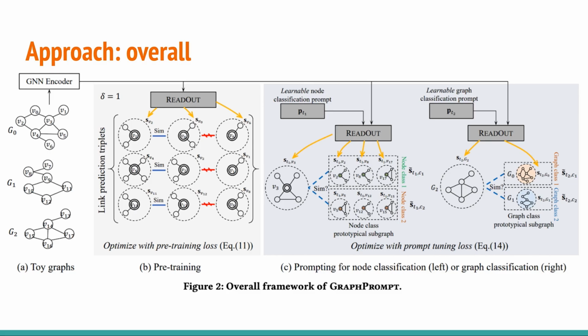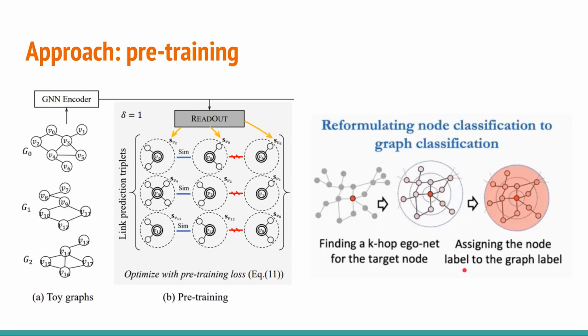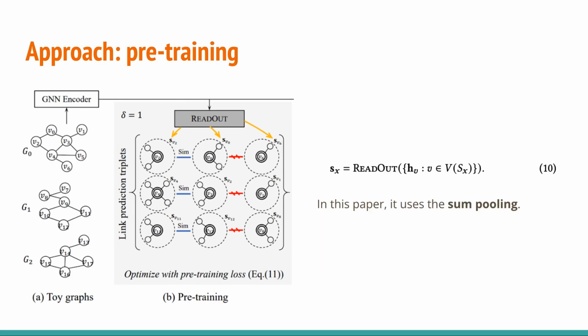This is the overall picture of the research. First, how can we unify node classification and graph classification? We define a k-hop ego graph for the target node, then assign the node label to the graph label. Now we have a unified framework that can handle both node classification and graph classification problems. In this paper, our readout function uses sum pooling.